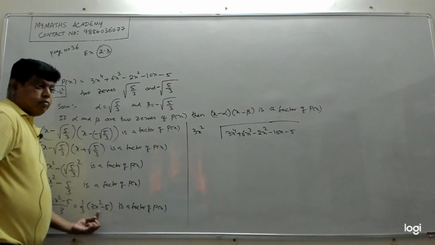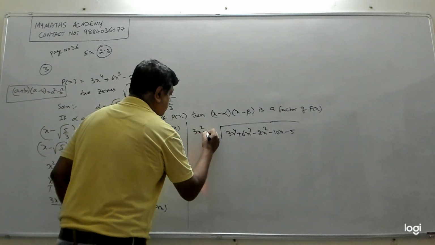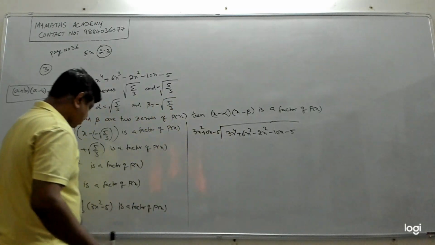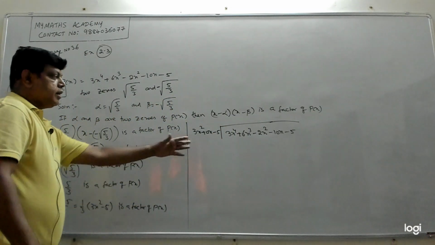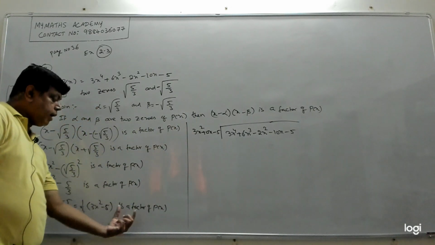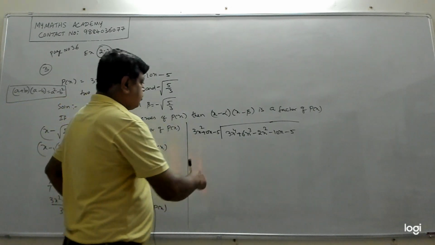There is no x term, so I should put 0x: 3x² + 0x − 5. So don't worry about this minus 3. It's a number, so we don't have to get that here. This will definitely divide p(x). Now if we divide this, what do we get?